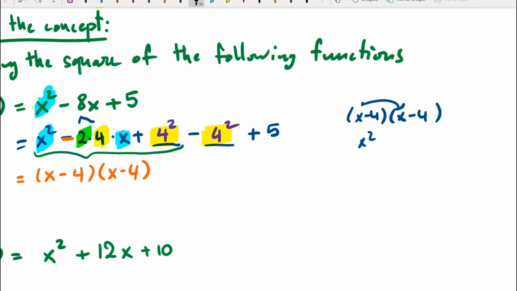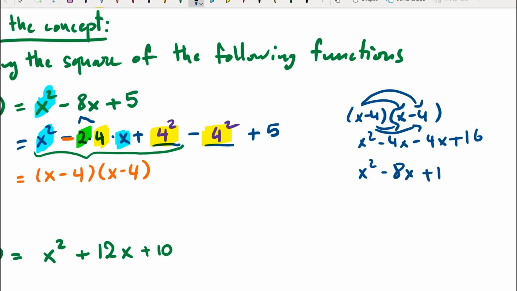X times x is x squared, x times negative 4 is negative 4x. Negative 4 times x is negative 4x. Negative 4 times negative 4 will give you 16. So that will be x squared minus 8x plus 16. That's what we have here. X squared minus 8x. The 16 comes from 4 squared. So we're on the right track.